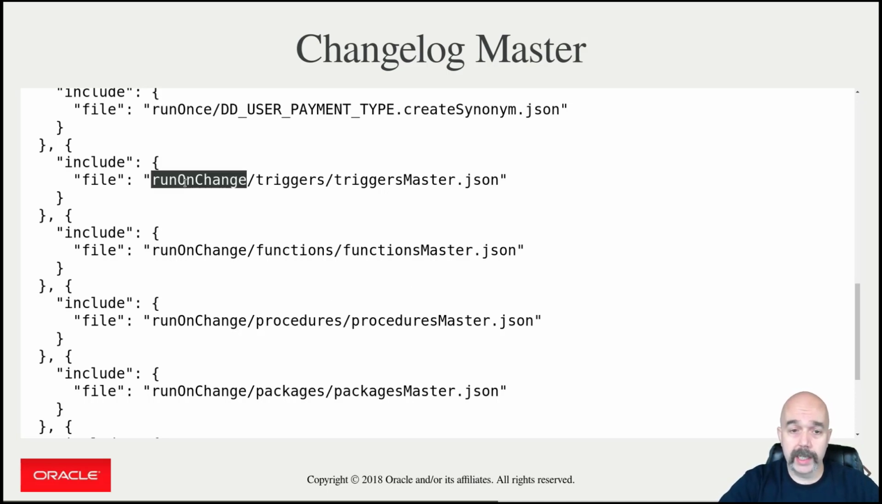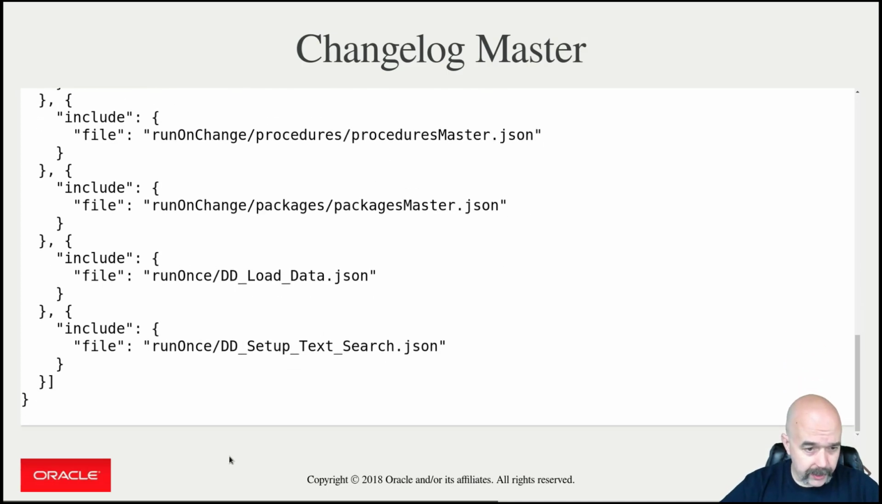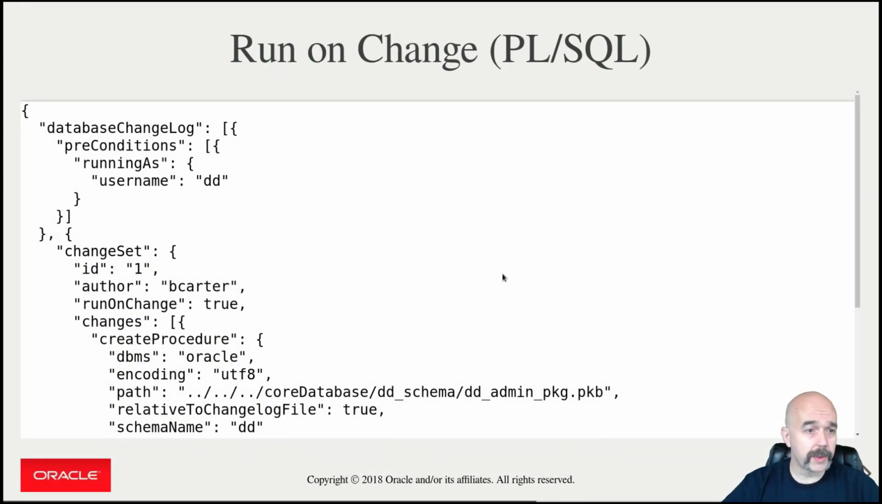like my PL/SQL code, I keep that in Git. And so if I make a change to my PL/SQL code, I check it into Git, and Liquibase will go out and look to see if that code has changed. If the code has changed, it will rerun that script, and usually that's a create or replace type statement. And so that's how I track that, and this is what one of those would look like.